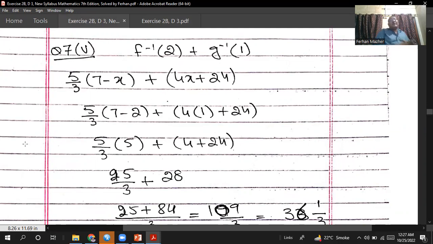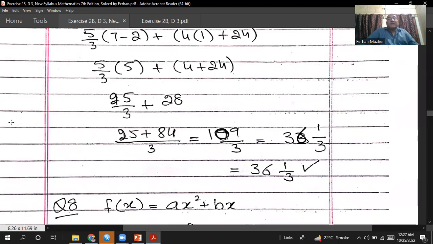So you will have 5 by 3 bracket 7 minus x bracket close plus 4x plus 24. These are the formulae. And now 5 by 3 bracket 7 minus 2 bracket close plus bracket start 4 bracket 1 bracket close plus 24 bracket close. So you will have 5 by 3 bracket 5 bracket close plus, in the bracket you have 4 plus 24. So you will have 25 by 3 plus 28.